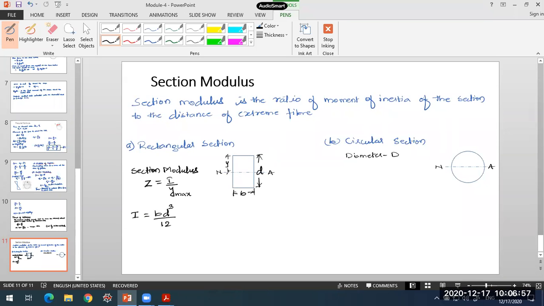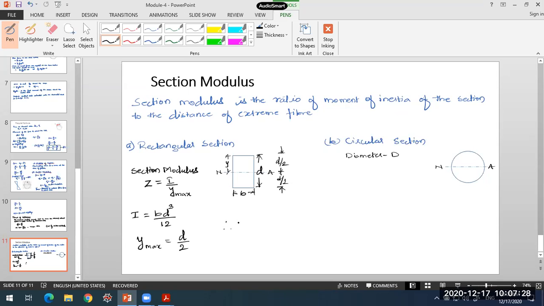So what is the distance of extreme fiber? Ymax. So in this case, Ymax will be d by 2. Neutral axis and centroidal axis are coinciding. So centroidal axis, in case of a rectangular section, will be exactly at d by 2 here. So the farthest point on this beam is at a distance of d by 2 from the neutral axis. So Ymax will be equal to d by 2.